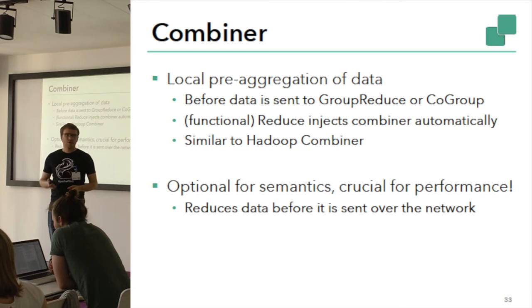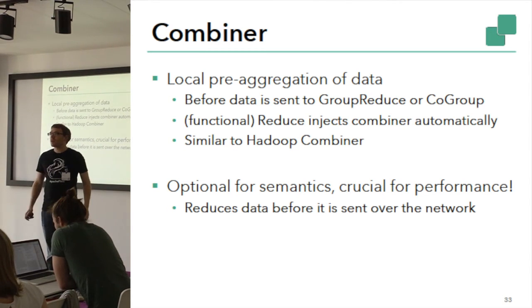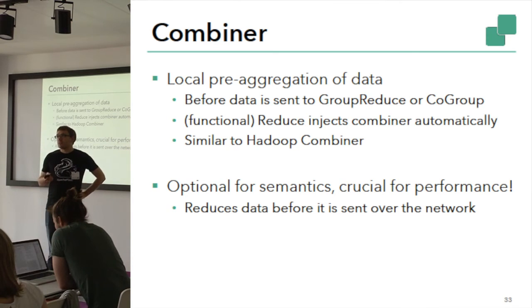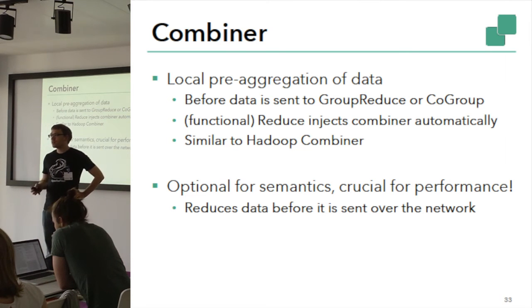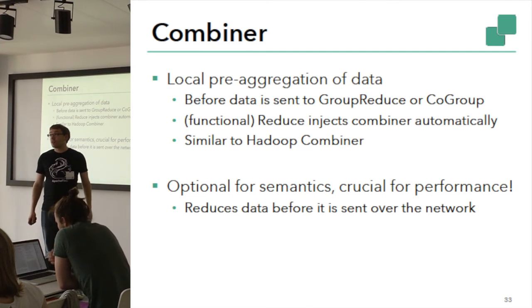It offers you a way to do a local pre-aggregation of data, crunch the data down on each local instance, and then only send this already reduced data over the network. Combiners can be done basically before GroupReduce functions and CoGroup functions. So whenever you are operating on a group of data, they're useful.